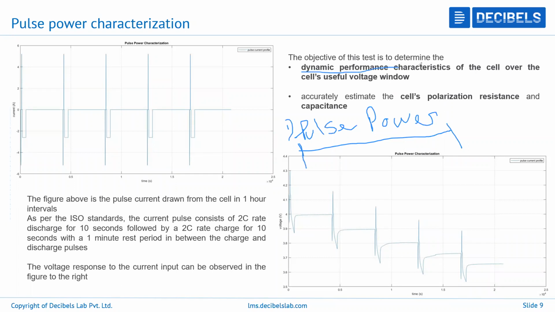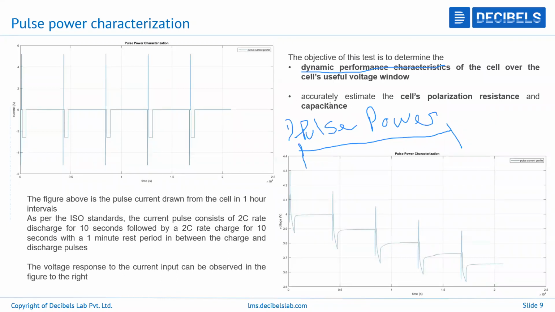It is also called dynamic performance. So that's the main objective for pulse power characterization: to understand its ability to provide power within this pulse period without crossing the performance limits. So whether it is safe to provide this kind of pulse, at what pulse it starts to cross the limit, does this pulse cause short circuiting? All that you can start to understand from this test.